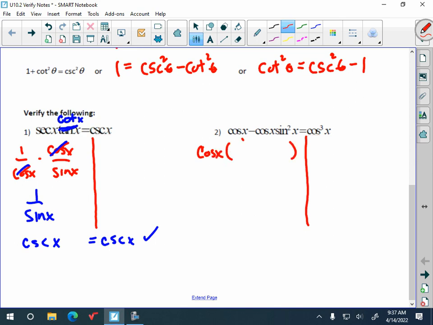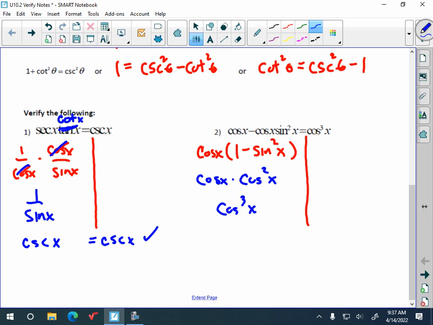And then we're left with 1 minus sine squared. Now, 1 minus sine squared is a Pythagorean identity, which is equal to what? Cosine squared, right? And now we have cosine x times cosine squared x, which is cosine cubed x. And so we just proved the left side is equal to the right side.